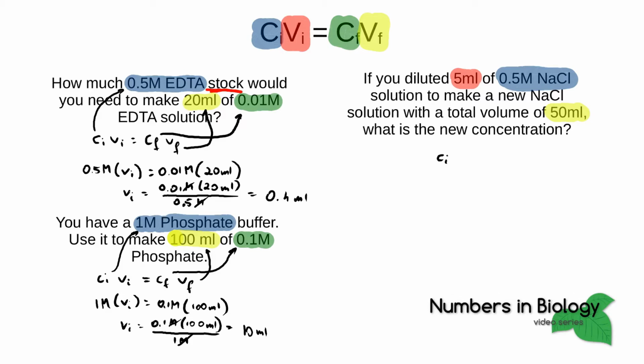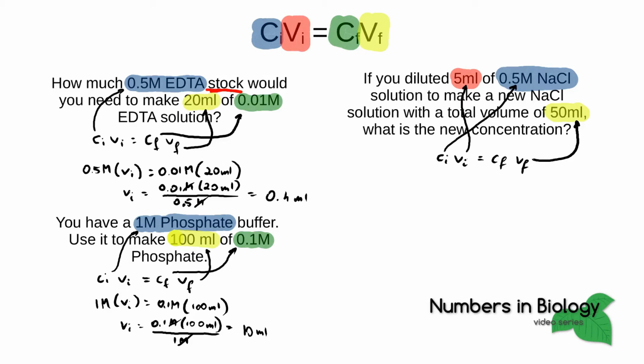So again, let's just write this out. CI VI is equal to CF VF. So CI in this case is 0.5 molar. VI is 5 milliliters, because we have that information. CF, we do not know. That's what we're trying to find out. And VF, the final volume, is 50 milliliters. So you made 50 milliliters in total. That's your final volume. You started out with 5 milliliters, so that was your initial volume. And so you're trying to now find out what is the final concentration.